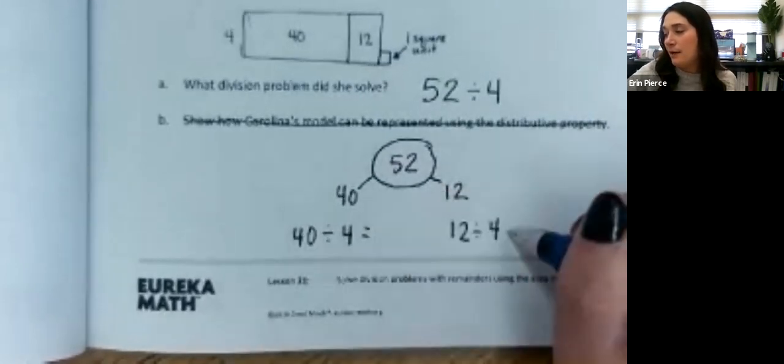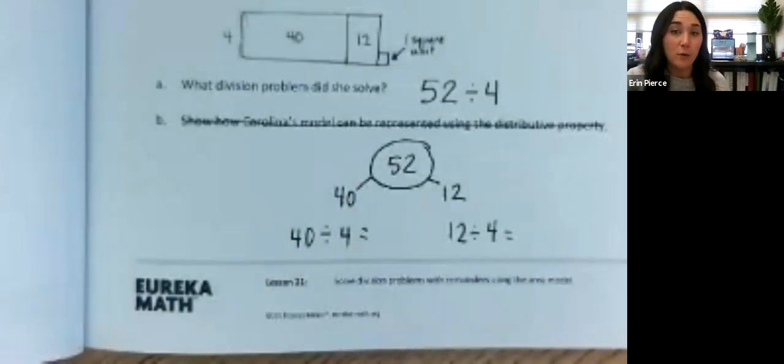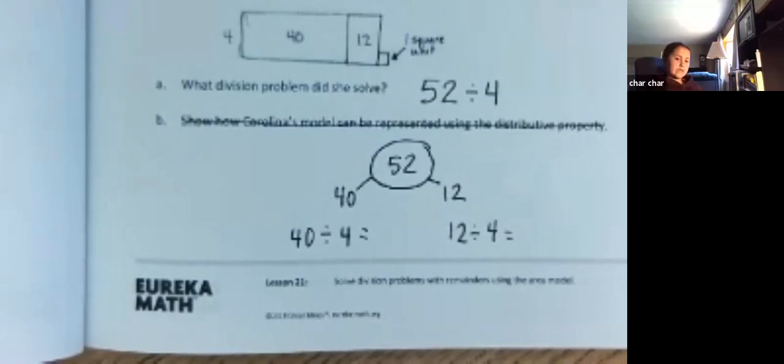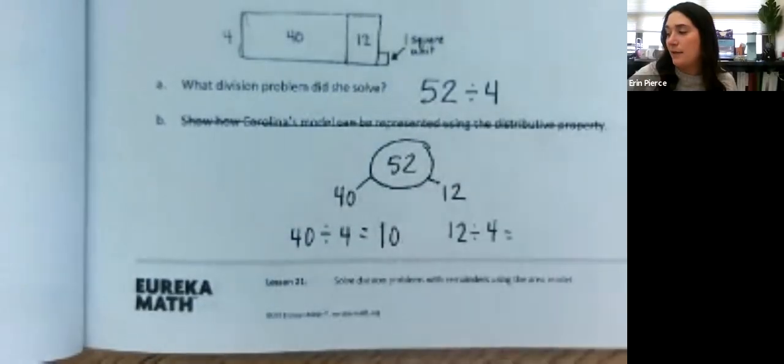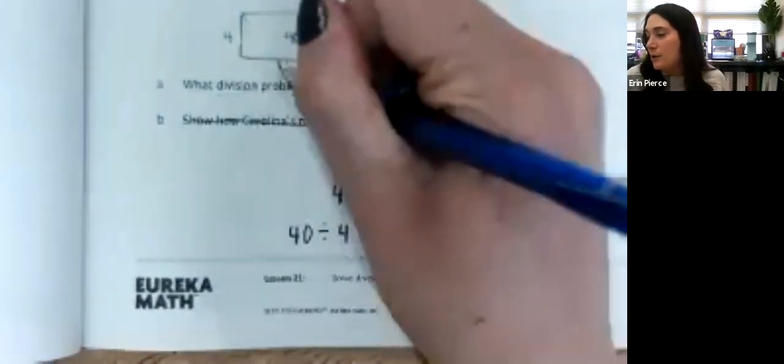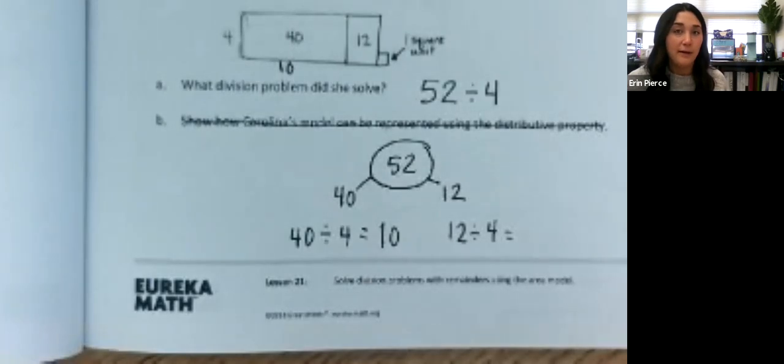What did she get when she did 40 divided by 4? Charlotte? 10. So I'd write 10 there. I can label hers as 10 right there.